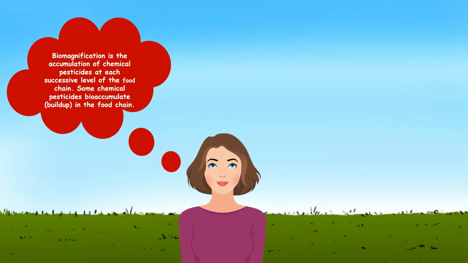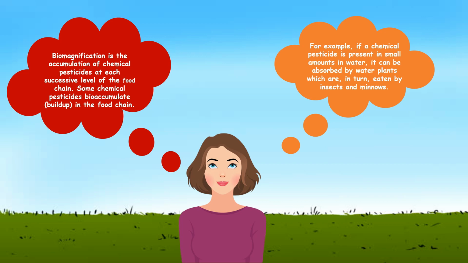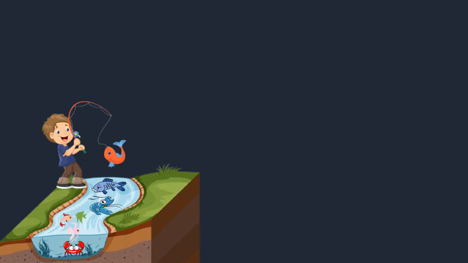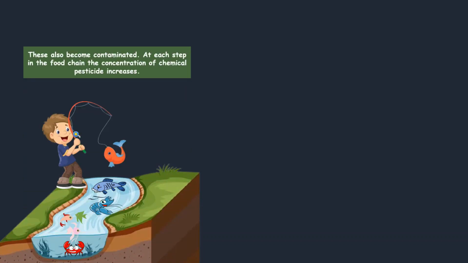Biomagnification is the accumulation of chemical pesticides at each successive level of the food chain. Some chemical pesticides bioaccumulate, building up in the food chain. For example, if a chemical pesticide is present in small amounts in water, it can be absorbed by water plants, which are in turn eaten by insects and mammals. These also become contaminated. At each step in the food chain, the concentration of chemical pesticide increases.